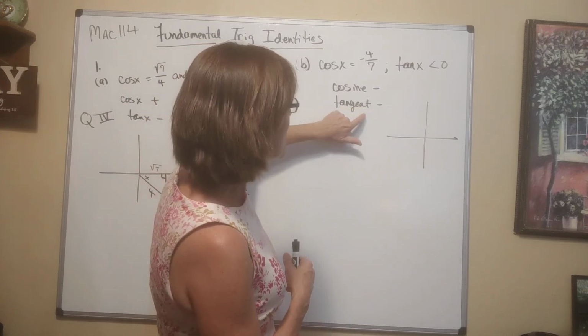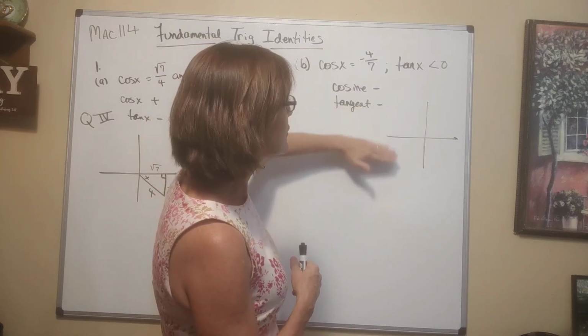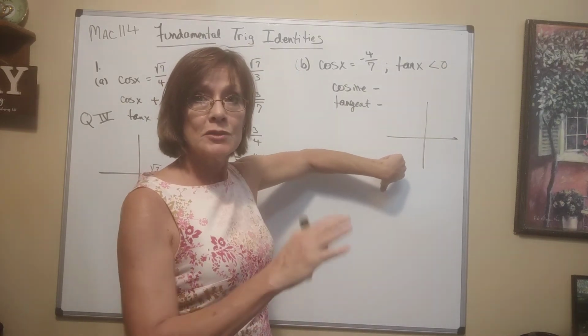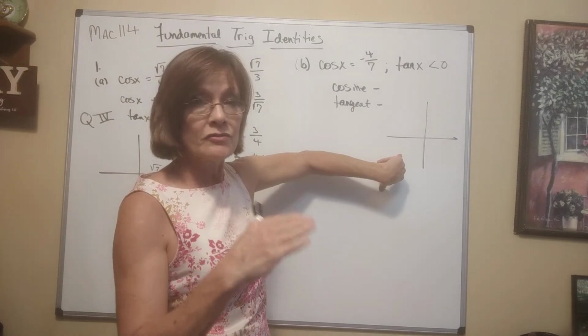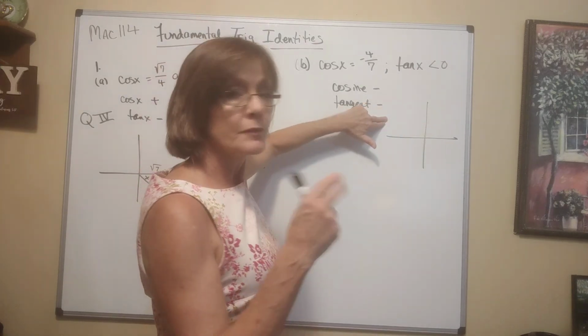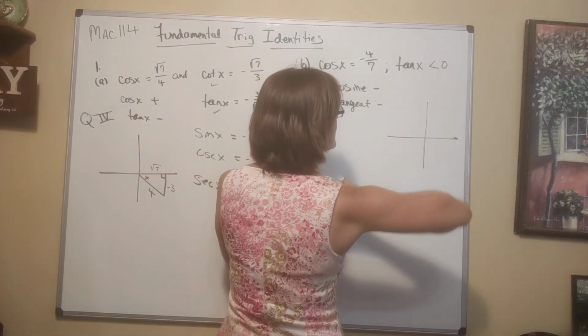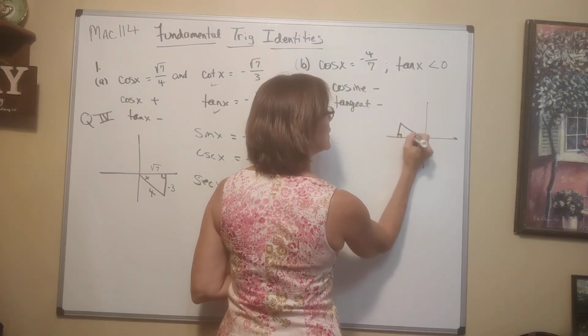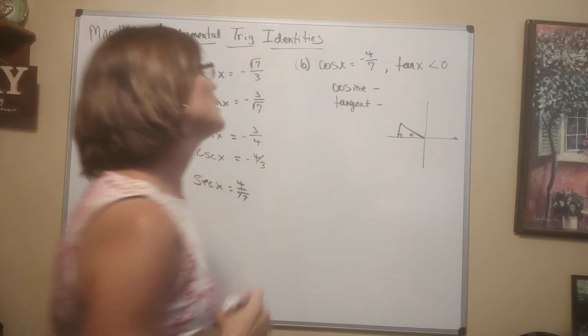So, if the tangent is negative, is it 2 or 3? Well, in quadrant 3, the tangent is a negative divided by a negative, which makes it positive. So, we're not in quadrant 3. We're up here in quadrant 2. So, this is where we are. Draw yourself a triangle up against the x-axis. Here's x. Okay, let's start labeling what we can.